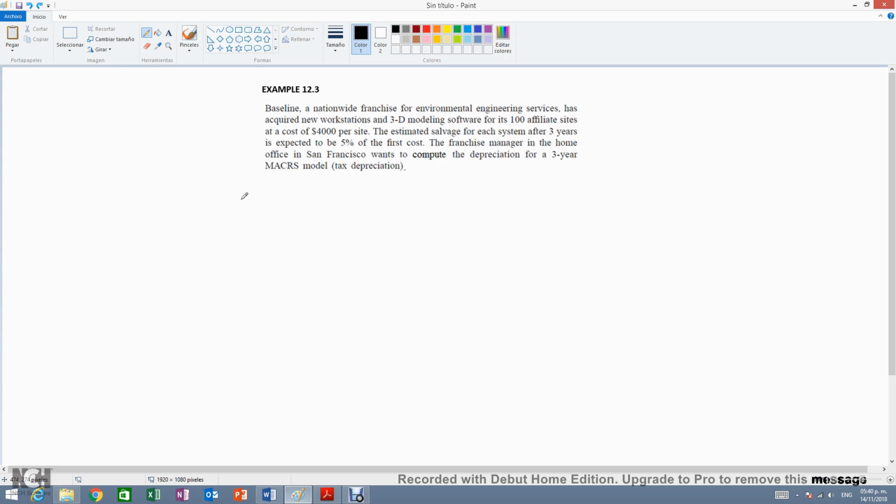Okay, so now let's start looking at what we have. First of all, it says right here that the workstations are for 100 sites and the cost would be $4,000 per site. So our basis for depreciation will be 4,000 times the 100 sites, giving us a total of $400,000.